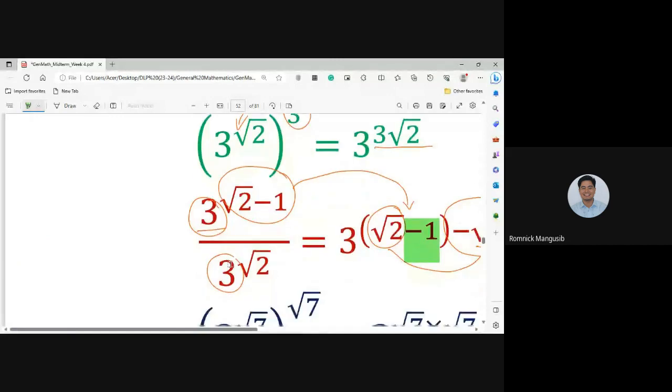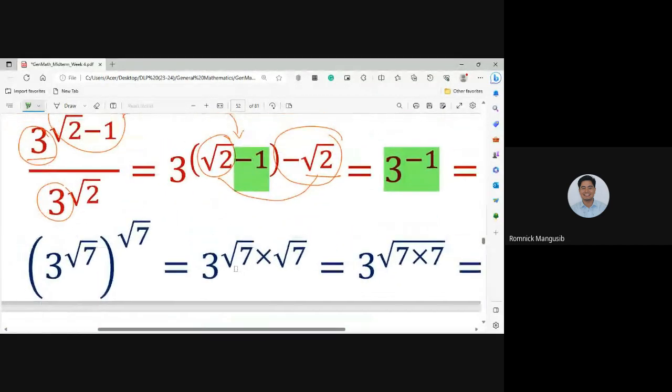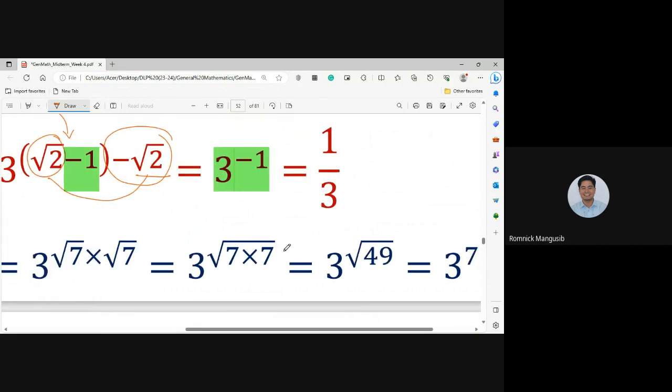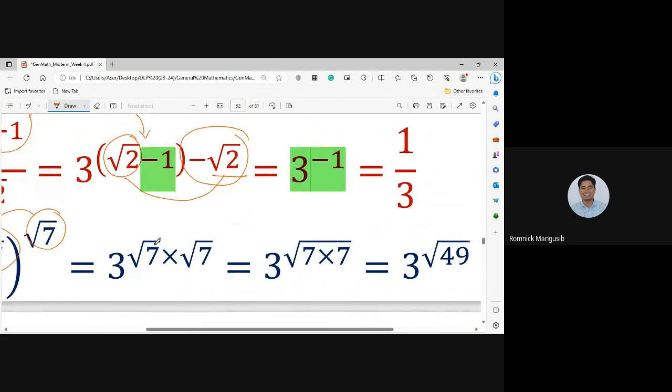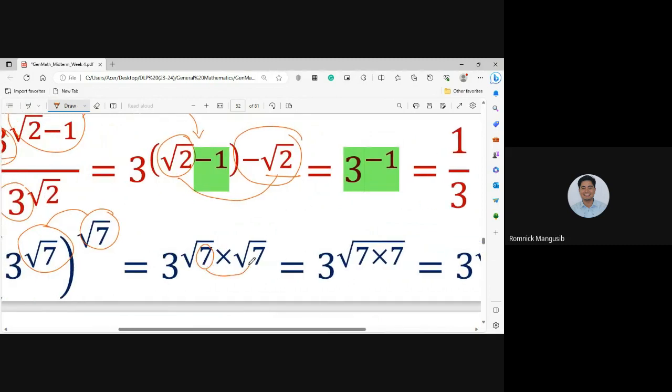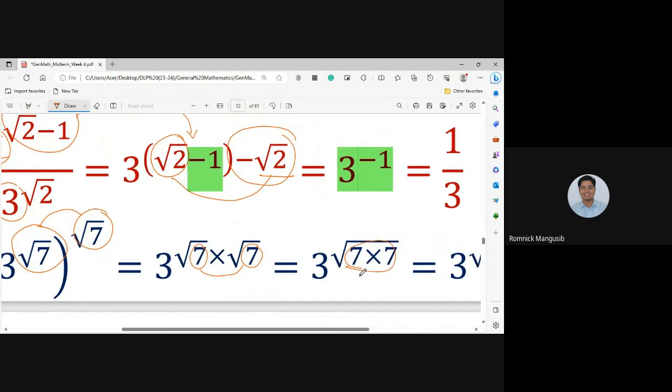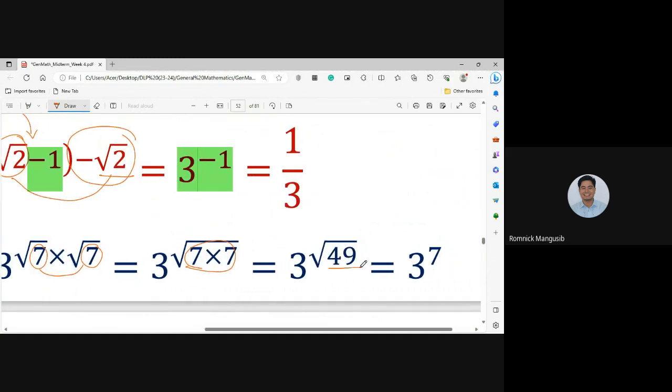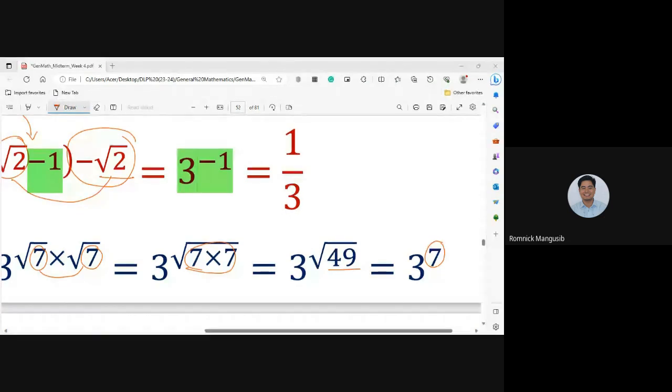Okay? So, what about this next? Square root of 7, 3 square root of 7 raised to square root of 7. This will now allow you to multiply square root of 7 times square root of 7. And that is square root of 49. That's a time for you to multiply 7 times 7, class. Kaya ito naging, ayan na siya, 7 times 7. Kaya naging 49 ito. And then square root of 49 is 7. So the answer is 3 raised to 7.